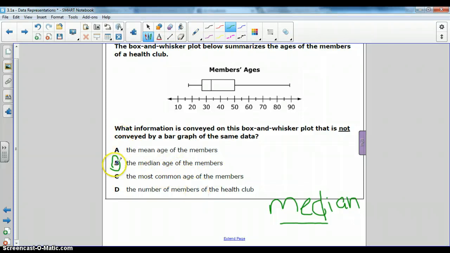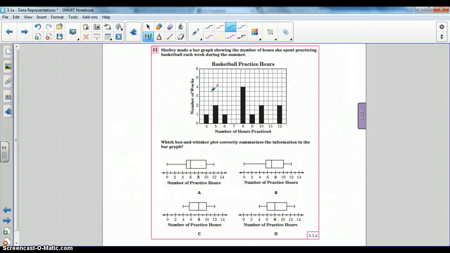We have no idea the median, the mode, the most common one, and we don't know how many people are in the health club. But we know the median age of the people in the health club is about 34 years old. Okay, and that's just what that means. So just remember median. Box and whisker, median.